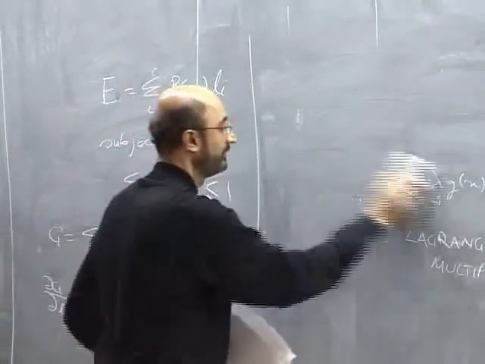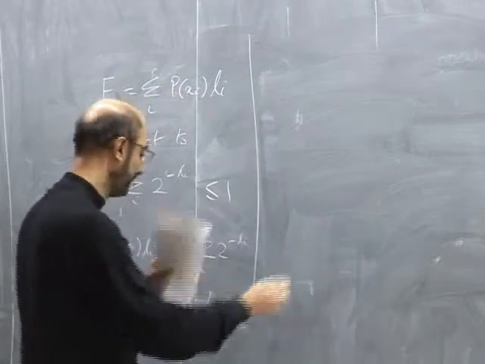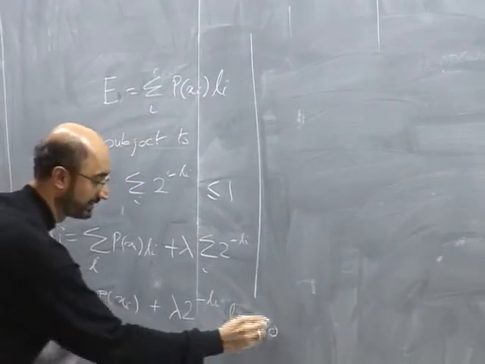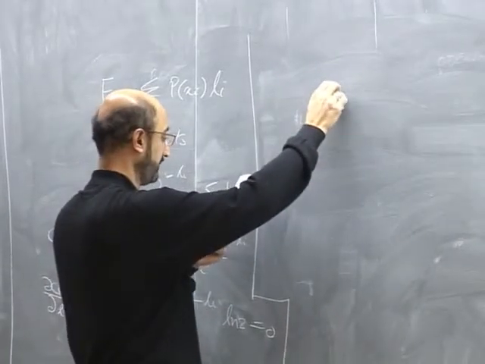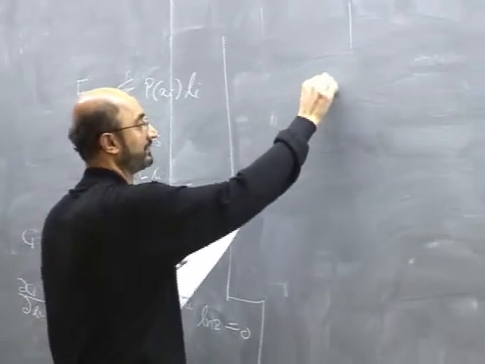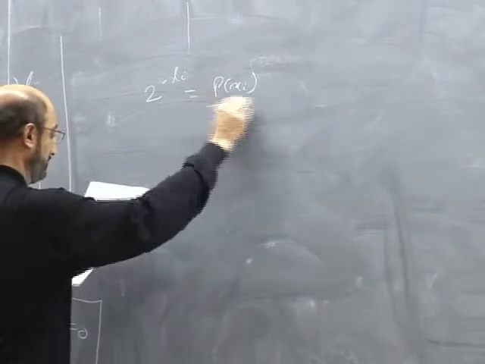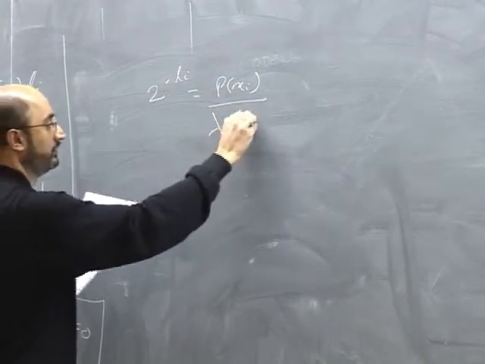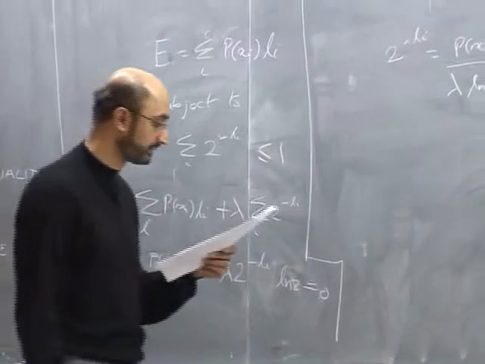Then if we just expand this, we set this equal to 0 to find the minimal point. We get 2 to the minus li equals p(xi) over lambda ln 2. This is just setting the partial derivative to 0. That's what we do for Lagrangian multipliers.